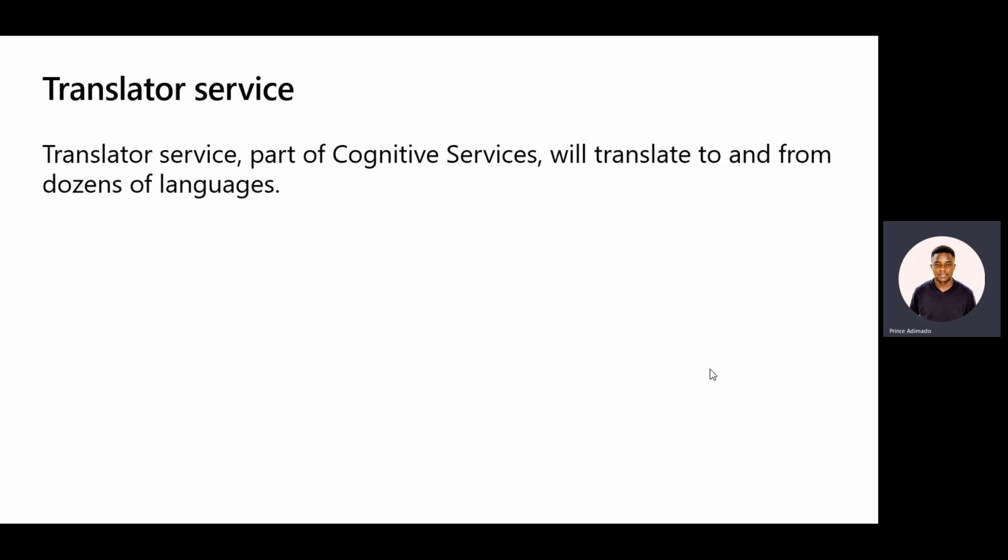The translator service, part of cognitive services, will translate to and from dozens of languages. It can automatically detect the source language and translate to multiple target languages in one call. You call the translator service in the same way you would call any HTTP endpoint. We'll be using the Python requests library to do that. So let's jump straight in.